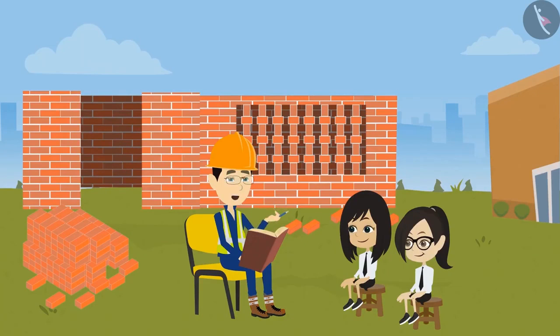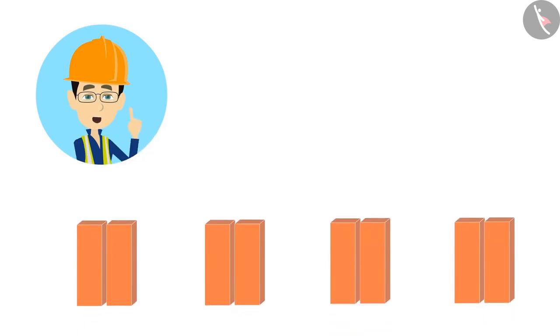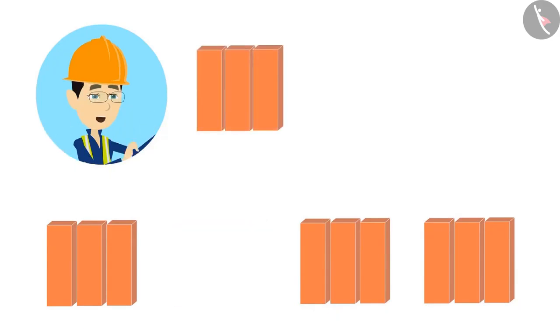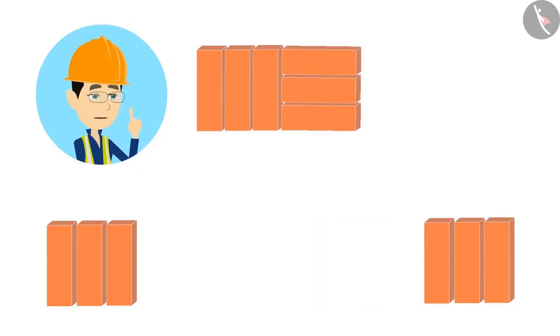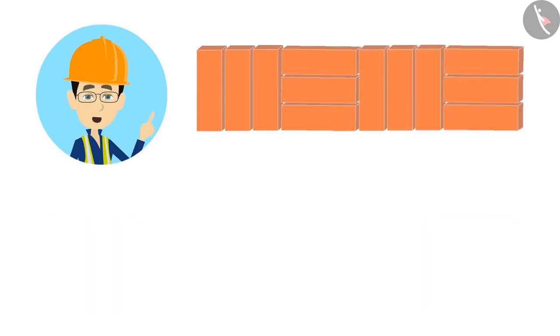Let me make this pattern for you. See, first make groups of 3 bricks. Let's make the first line from these groups. For that, let's keep a group in such a way that the bricks are vertical. Then keep a different group in such a way that the bricks are horizontal. Once again, a vertical group and a horizontal group.